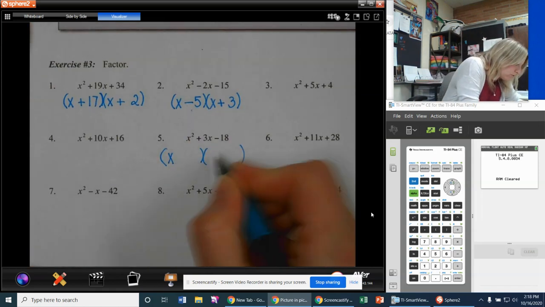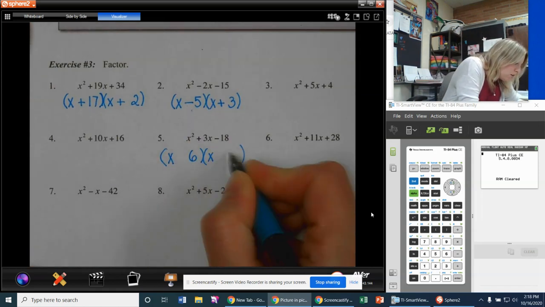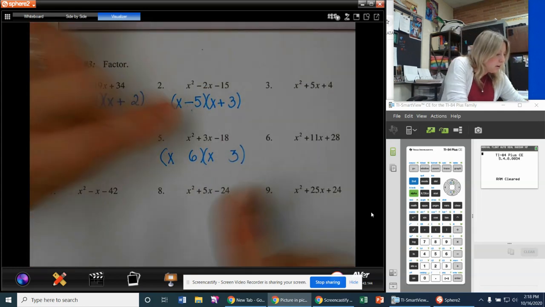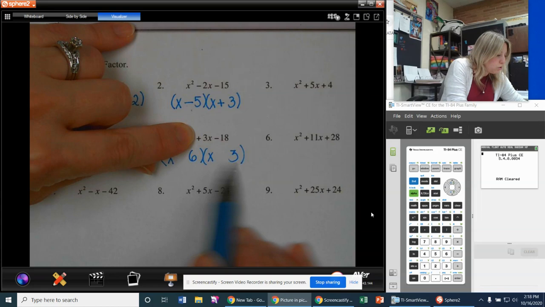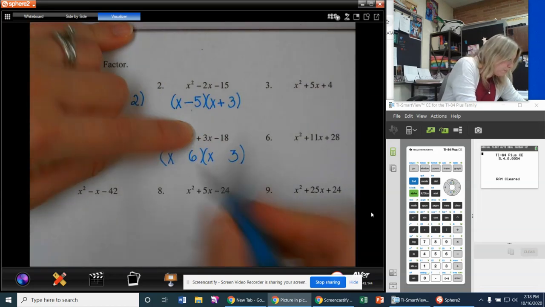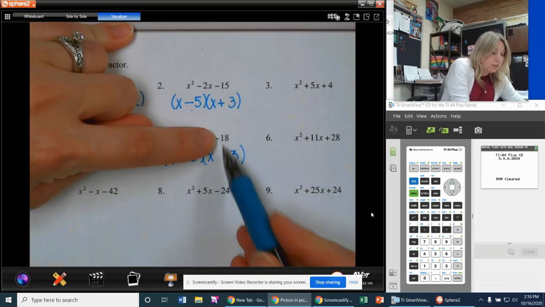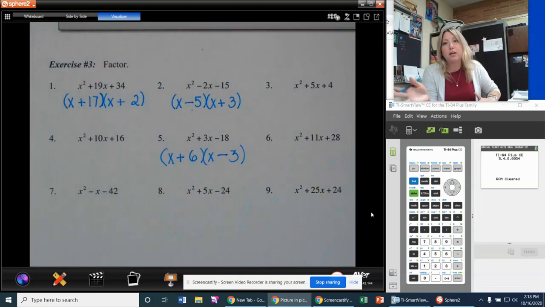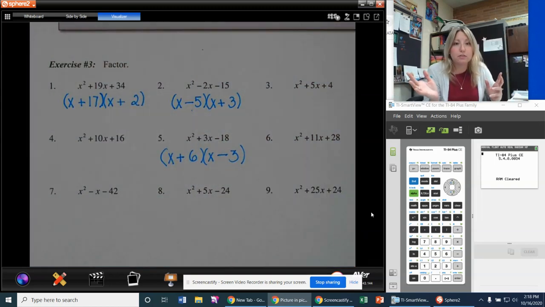All right, let's go. We got my 6 and my 3. What's the middle sign? It's a positive. The bigger of these two factors has to match that, so that's a positive 6. If the end term is negative, then these are opposite signs, and I already had the positive taken care of. So there we have it.